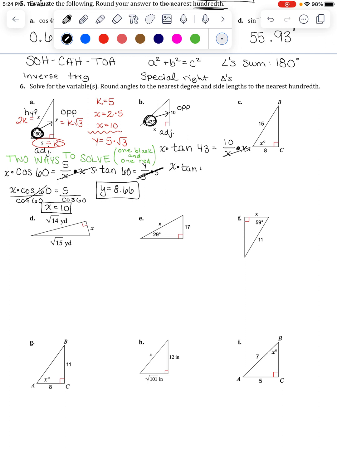X times tangent of 43 is 10. X is not alone. So I divide by tangent of 43 because x is being multiplied by it. 10 divided by tangent of 43 is what I type into my calculator. I end up with 10.72.